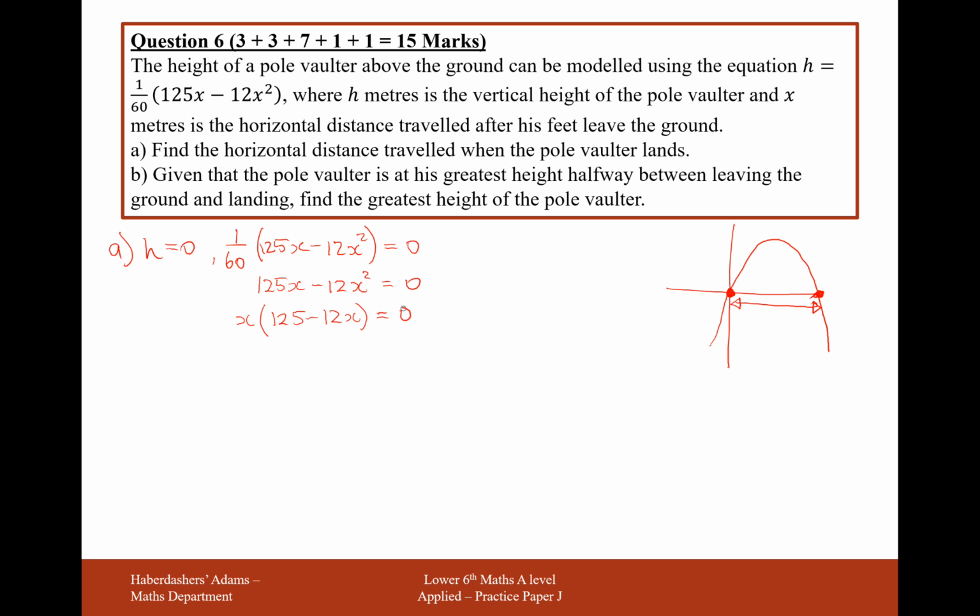And now we have two expressions that multiply to make 0. So either x equals 0 or 125 minus 12x equals 0. So therefore x is equal to 125 over 12. So about 10 point something. Let's work it out. We get 10.4.